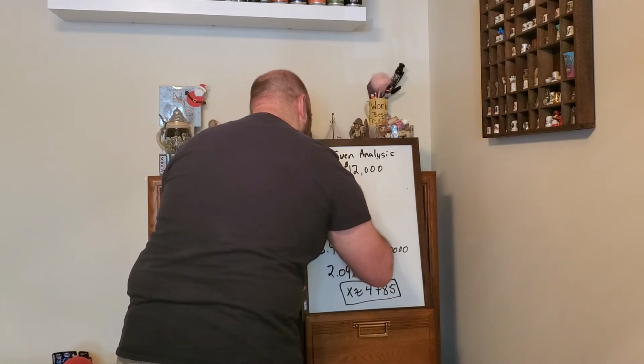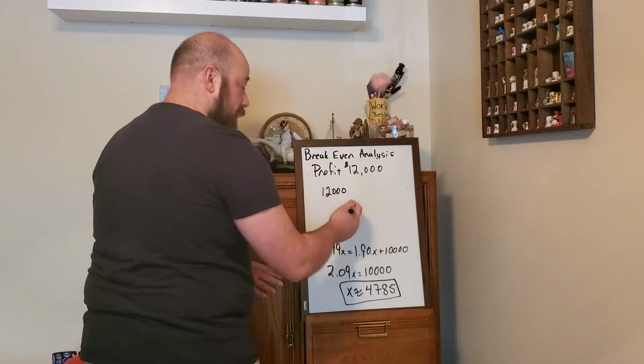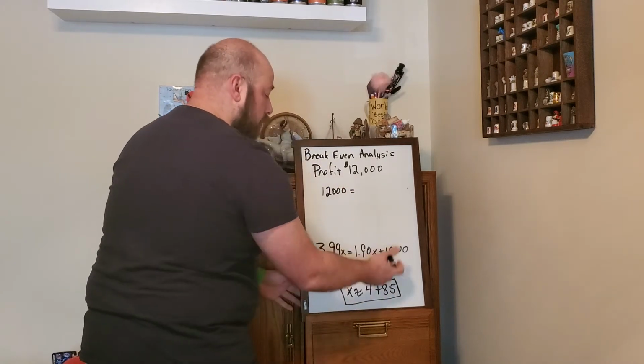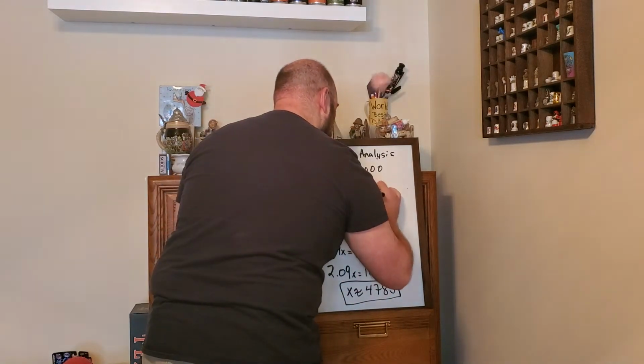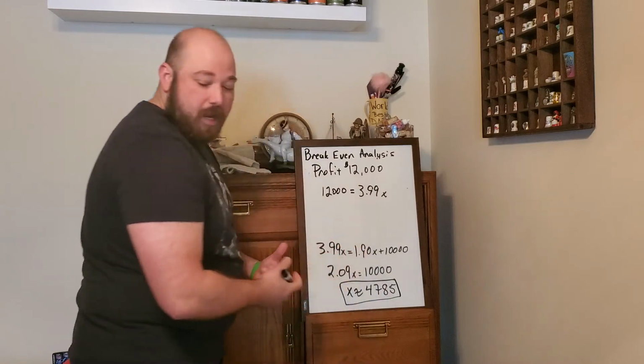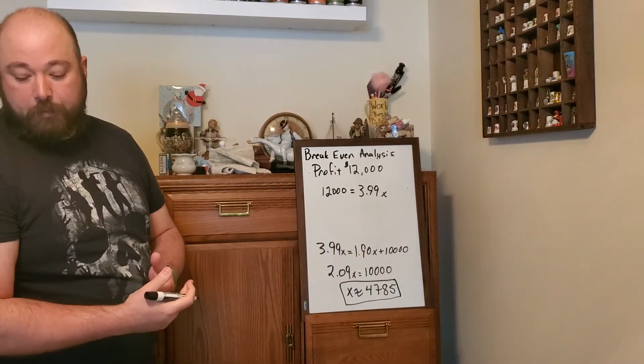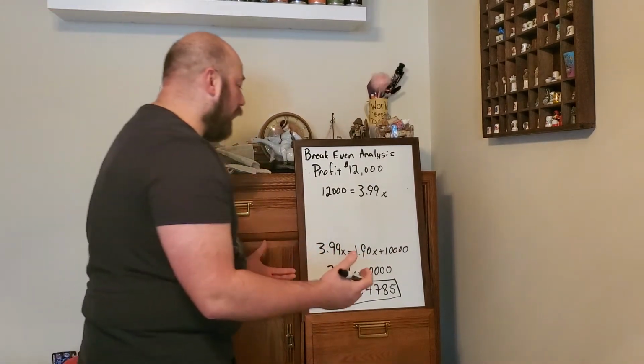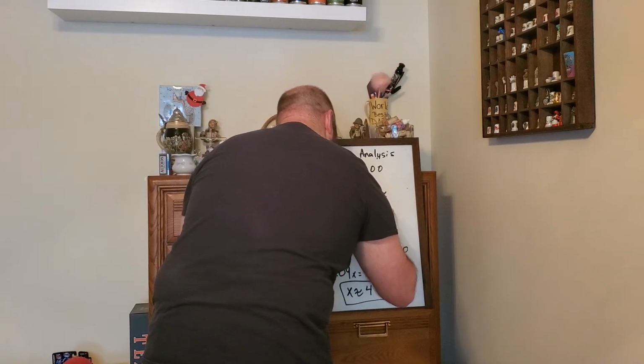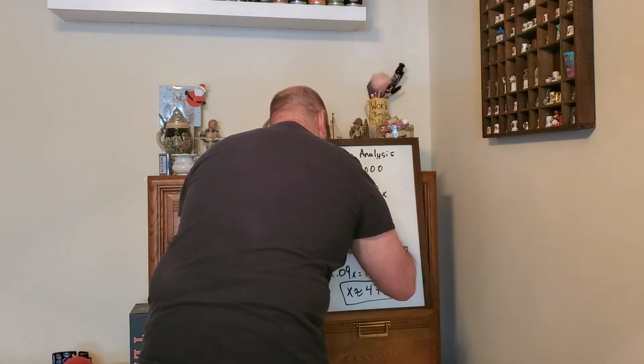So that's going to be my 12,000. That's going to be what the revenue is. And the revenue is going to equal what the price of the product was, $3.99 times the x. So now we do 12,000 divided by the $3.99, and that's going to give me about 3,008. So x here is going to equal 3,008.